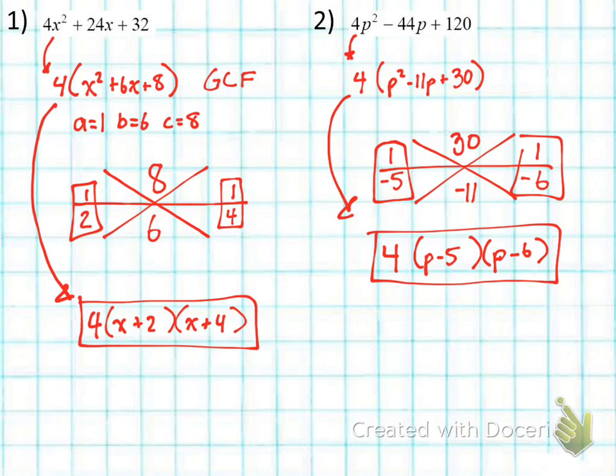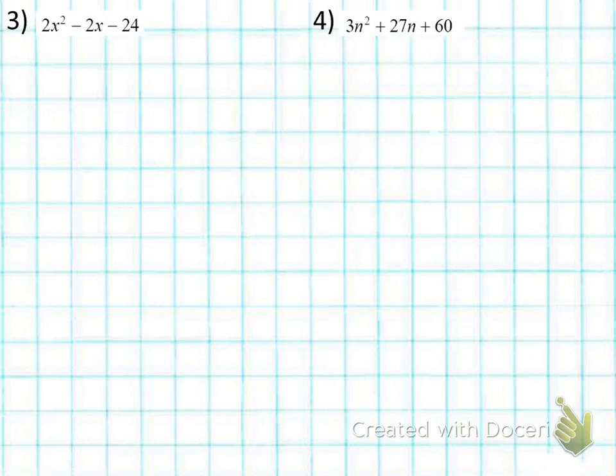Okay, so number 3, continuing on here. Number 3 is 2x squared minus 2x minus 24. Turn to your neighbor and tell him what a possible GCF could be. What can you factor out? What can you factor out, everyone?